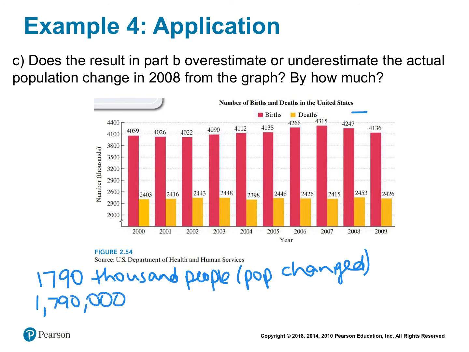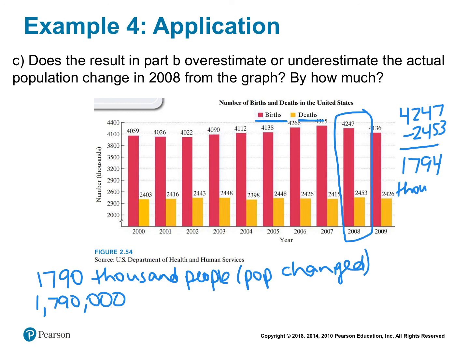We're looking at 2008. So births are red, deaths are yellow. So we have 4,247 minus 2,453. And that's 1,794,000.